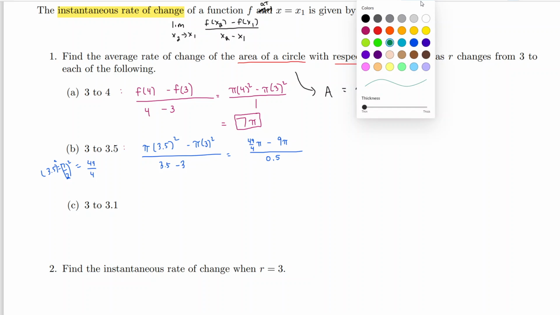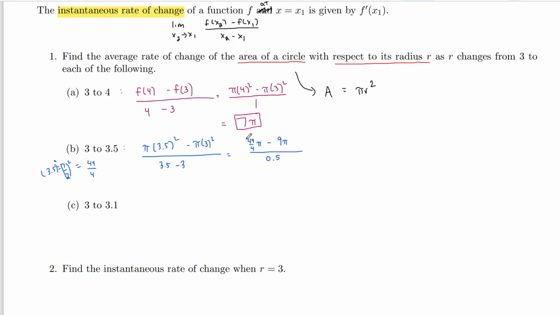And we've dealt with simplifying fractions like this quite a bit at this point. We multiply the top and bottom by 4 to get rid of the fraction inside the fraction there. And this would be 49 pi minus 36 pi, which is 13 pi. And 0.5 times 4 is 2. So when we go from 3 to 3.5, the average rate of change of the area of this circle is 13 pi over 2.